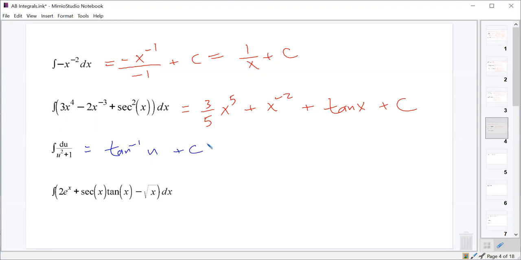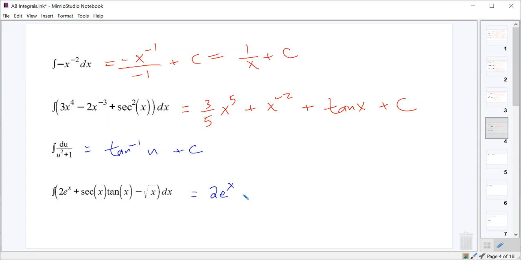And then down here at the last one, what's the integral of 2e to the x? That ought to just be what? If the derivative of e to the x is e to the x, then the integral of e to the x ought to be e to the x, shouldn't it? The constant in front's not going to affect anything, so the integral of 2e to the x is just 2e to the x. Everybody okay with that?